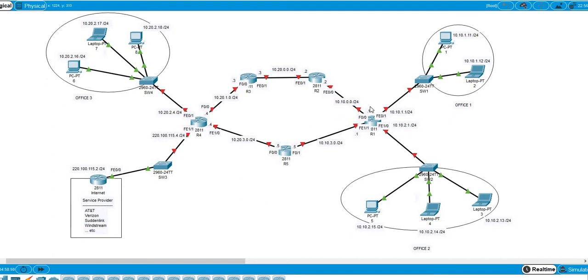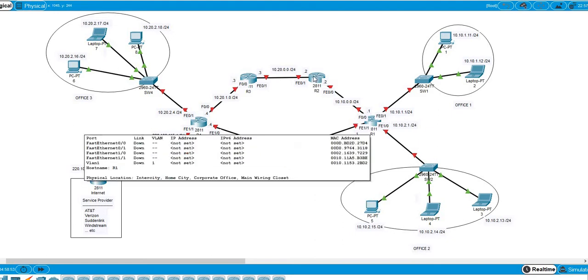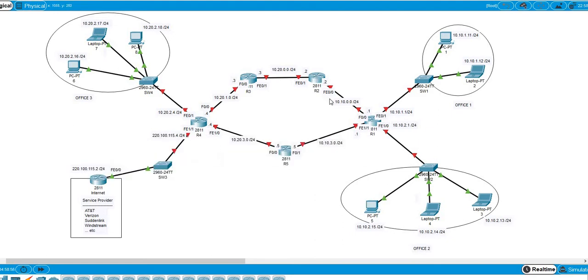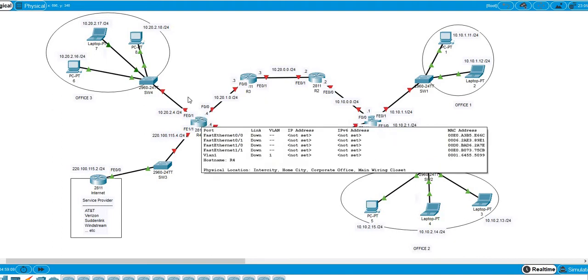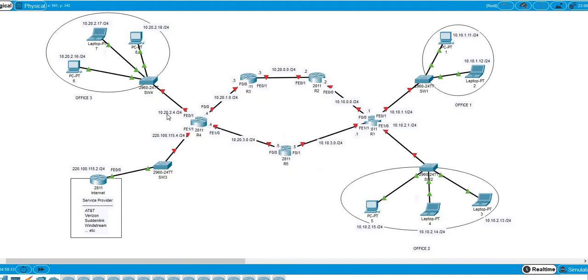There's 4 of them for router 1, and then router 2 has 2 subnets, this one and that one. Router 3 has this subnet and this subnet. Router 4 has 4 subnets: this subnet right here, the 10.20.2.0/24 subnet, and then that and this, and then the link to the internet service provider. Okay, let's start with R1.